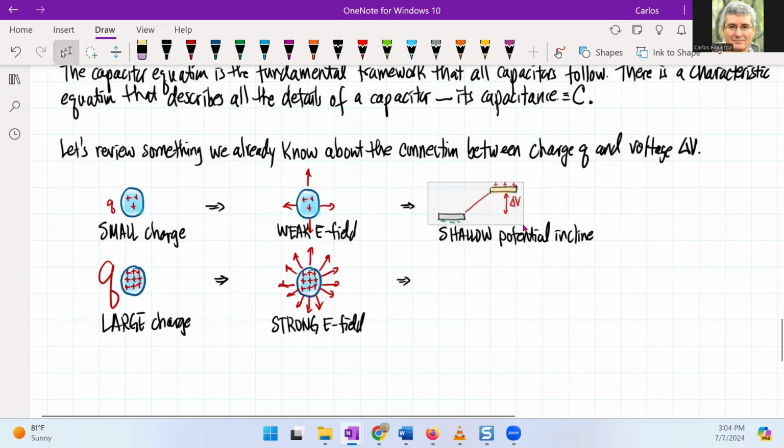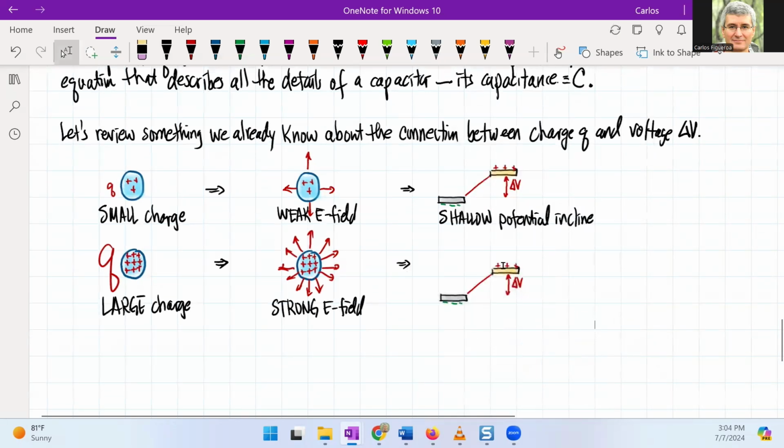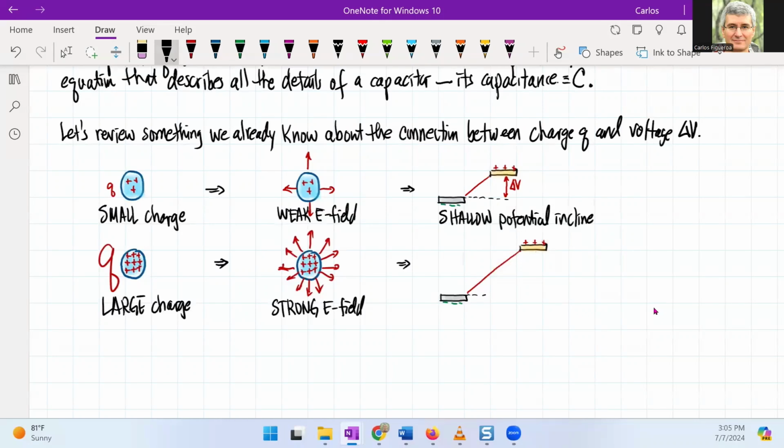On the other hand, if I have a lot of charge, then these guys have to be separated quite a bit. So that height has to be higher. If I compare this to the ground here, this height right here must be higher to account for the more charge. So this should have a steep potential incline. In other words, we are seeing that there's a connection between charge and the potential incline, or the height of the incline.